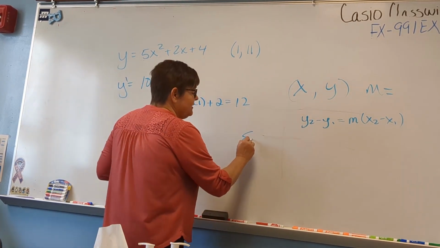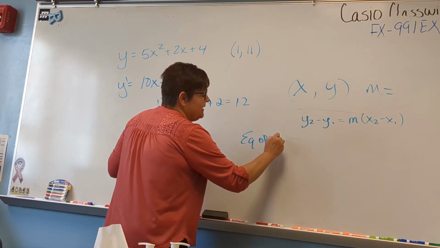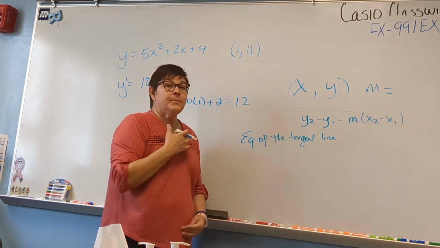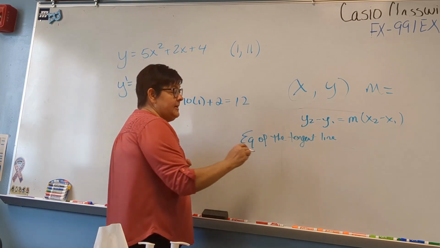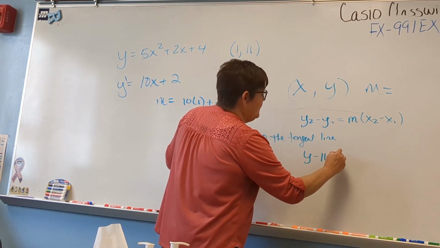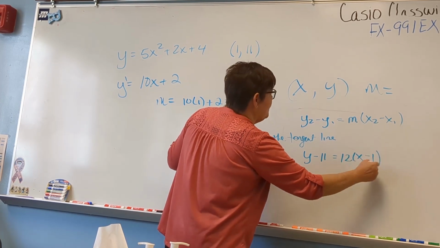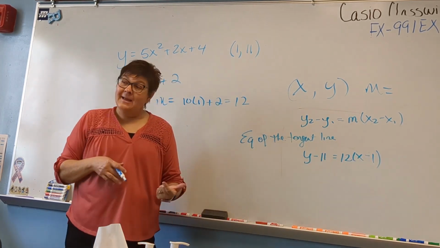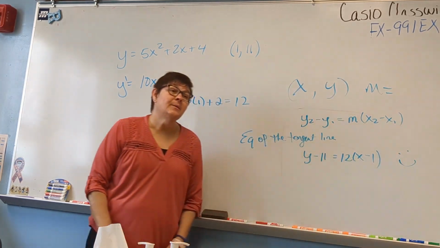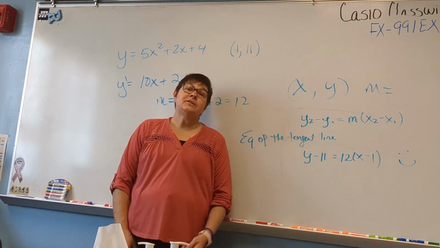What is the equation of the tangent line? Does it matter which one goes where? So, on a personal preference, I'd prefer to keep him the second. So y minus 11 equals 12 times x minus 1. And that is complete. Unless I tell you to clean it up, that is the equation of your tangent line.